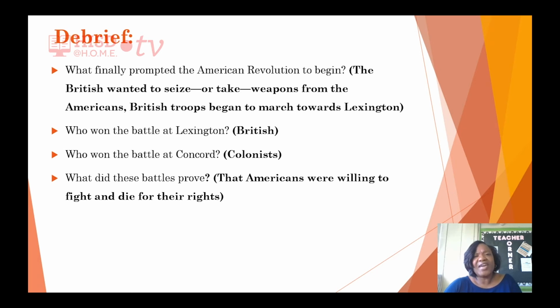And so finally, we have to ask, what did these battles even prove? Well, it proved that Americans were willing to fight and die for their rights. It proved that it didn't matter what it took, that they were ready to put their lives on the line. I mean, we weren't talking about an organized military. We were talking about farmers and shopkeepers, just normal everyday people that were willing to fight for what they believed in.